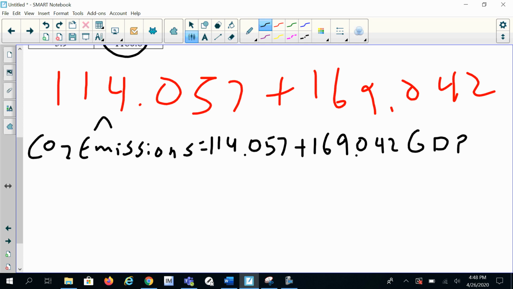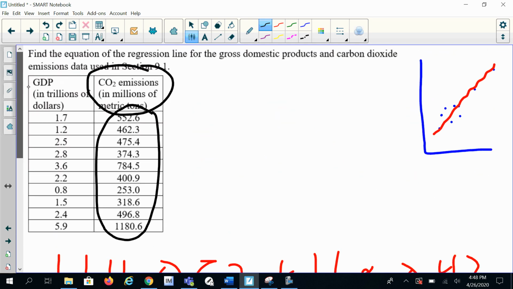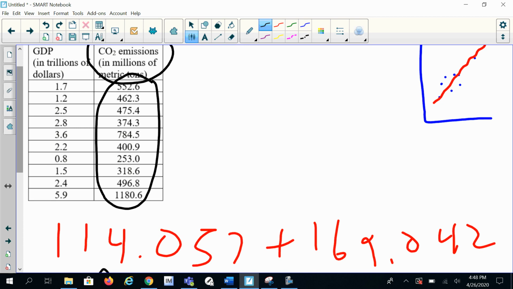So the whole point of this now is that I can plug in any GDP I want to then try and guess what the average CO2 emissions for that GDP will be. So that's the purpose of this. It's very powerful if you have a linear model, because then you can start predicting anything. So let's say we had a country that popped up, and this year it was at 4.2 GDP. Notice that we have no 4.2 GDPs here.